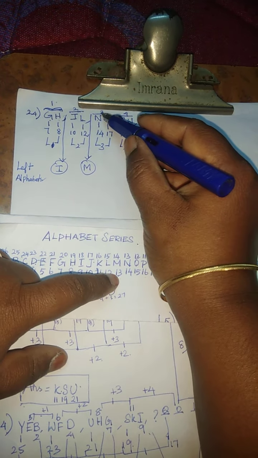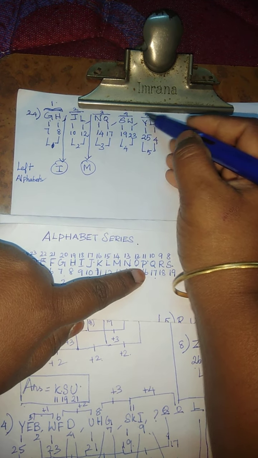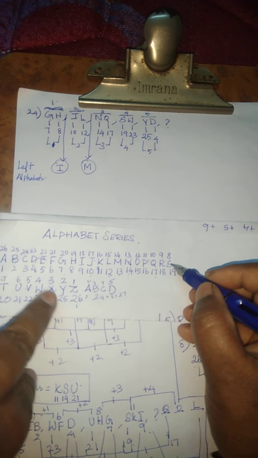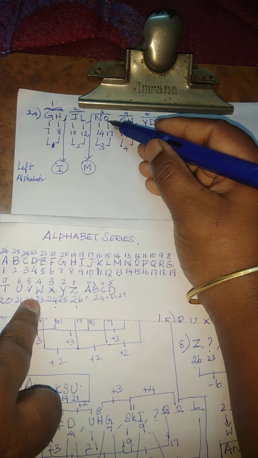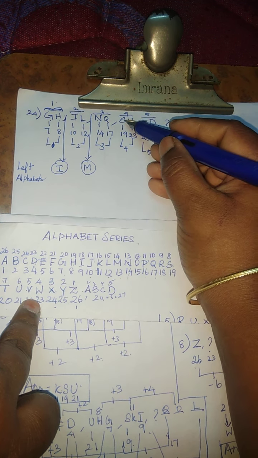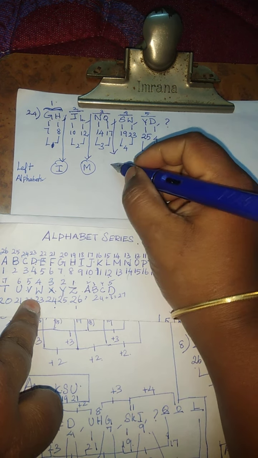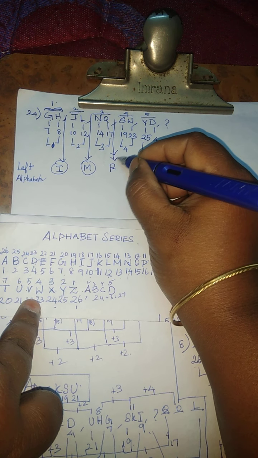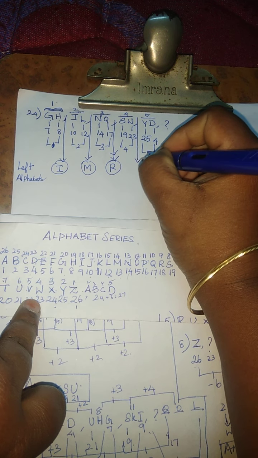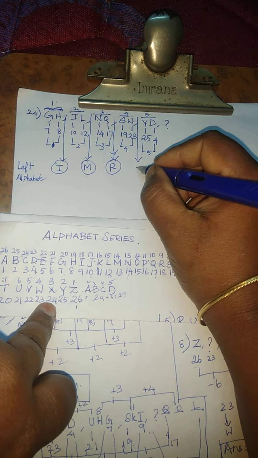And similarly between 3 and 4, 3 is NQ and 4 is SW. Between 3 and 4, they leave R, between Q and S. Okay, can you understand? If you have any doubt, please comment, I will clear it. Between W and Y, they leave X.